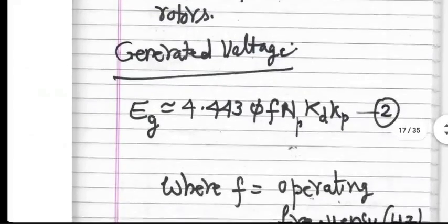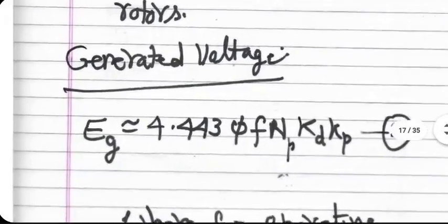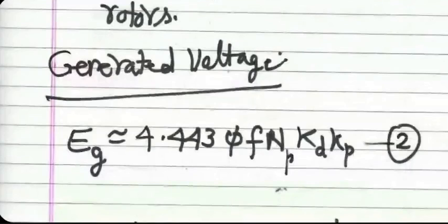Now, a simple equation, almost similar to the equation that we saw in case of transformers, is available. It has been derived based on electromagnetism for voltage generated per phase, RMS value, in a three-phase synchronous generator, which is also known as alternator. 4.443 actually is twice pi divided by square root of 2. Phi is the flux.